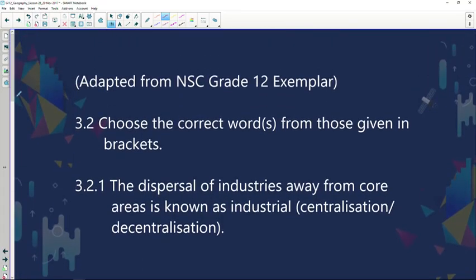Let's quickly have a look at our second short questions over there. 3.2, choose the correct word from the given in brackets. Now 3.2.1, the dispersal of industries away from a core area is known as decentralization. Because basically industries are moving away, maybe because of too much pollution, maybe because of too much congestion taking place in that certain area. So they place the industry somewhere else.